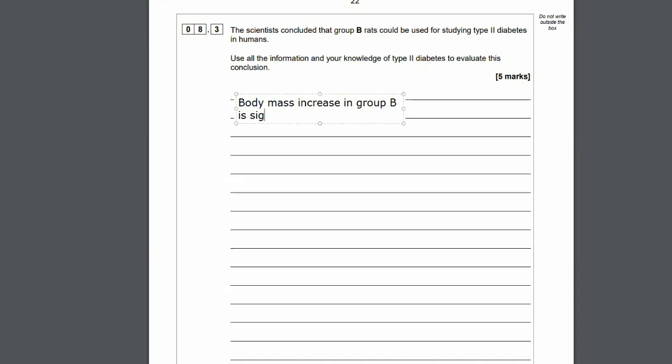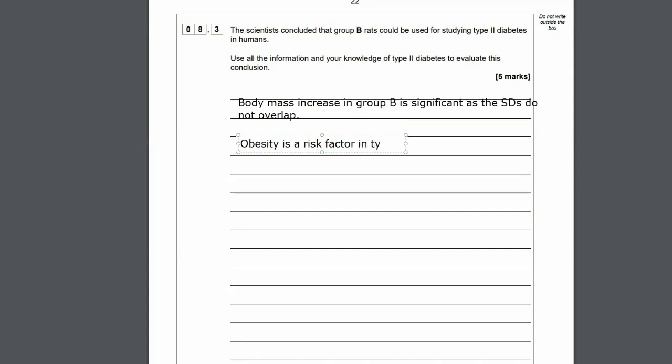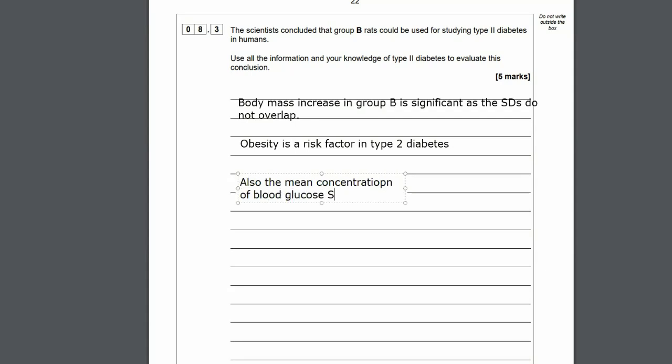So when we looked at the results, we can see that the body mass in group B increased after their high fat diet. And it was significant because the SDs, the standard deviations, did not overlap, which means their body mass increase was significant. And we know that obesity is a risk factor in type 2 diabetes. So that means, hey, this is a good conclusion here.